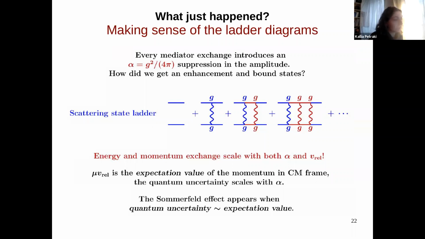This quantum uncertainty scales with alpha. And so the Sommerfeld effect appears when the quantum uncertainty, which scales with alpha, is of the order of the expectation value, the classical value. And this is exactly what we saw before in the U(1) example we examined. When alpha becomes of the order of v, this is when the Sommerfeld effect appears. Again, because the quantum uncertainty becomes of the order of the expectation value.